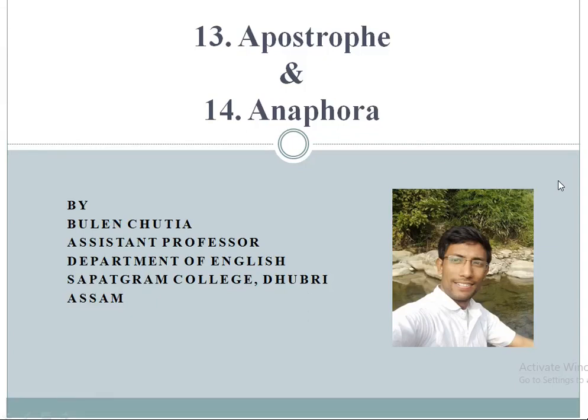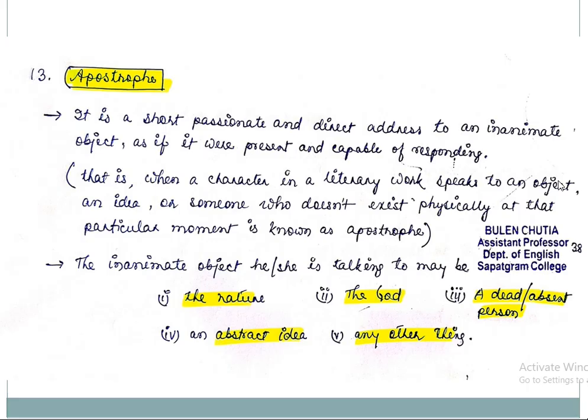Good morning, everyone. We will learn two important literary terms or poetic devices. Number one is apostrophe, and number two is anaphora. These are very small but so important from the examination point of view. Try to understand one by one. Number one is apostrophe. What is apostrophe?